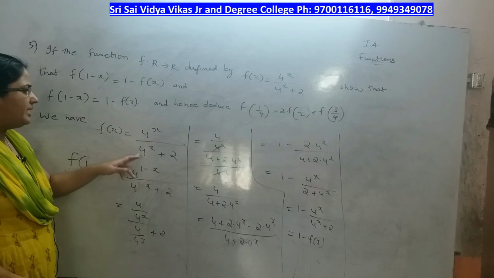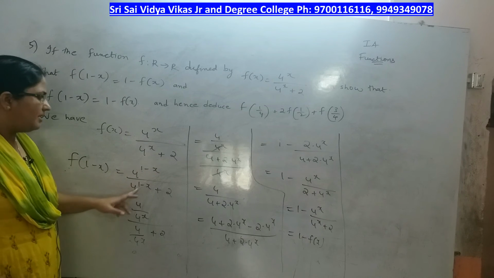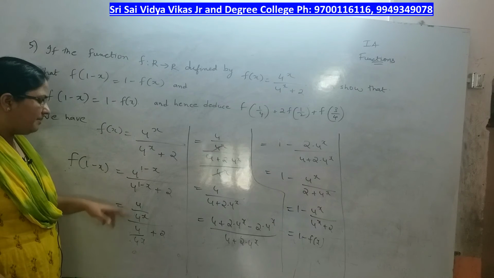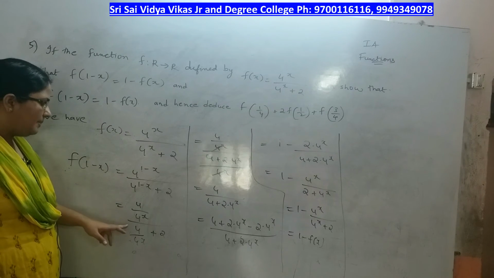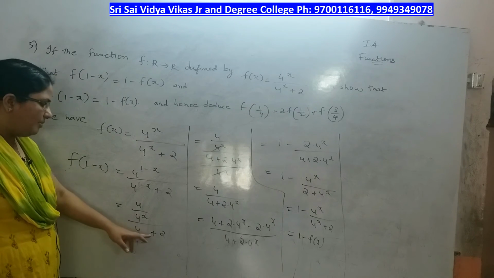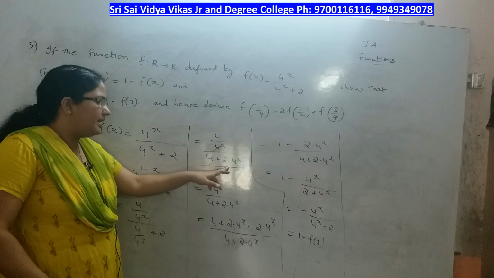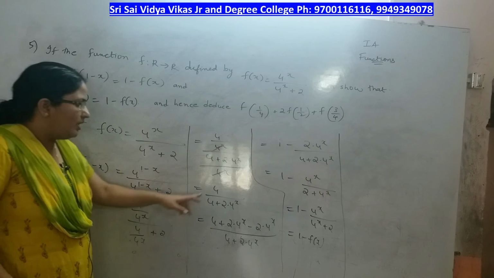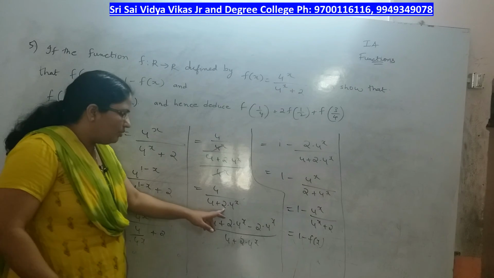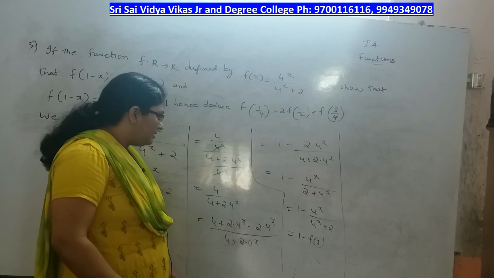f of x value is 4 power x by (4 power x plus 2). f of 1 minus x is 4 power 1 minus x by (4 power 1 minus x plus 2). This is of the form a power m minus n, which is a power m by a power n, that is (4 by 4 power x) by (4 by 4 power x plus 2). Take 4 power x up, you have 4 by (4 plus 2 into 4 power x), 4 power x cancel. You have 4 by (4 plus 2 into 4 power x). Add and subtract 2 into 4 power x in the numerator.